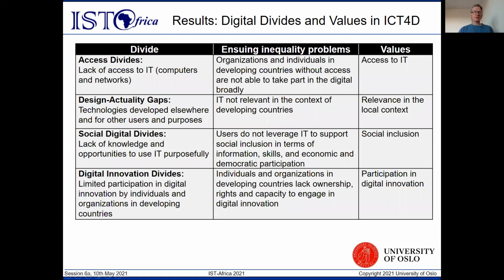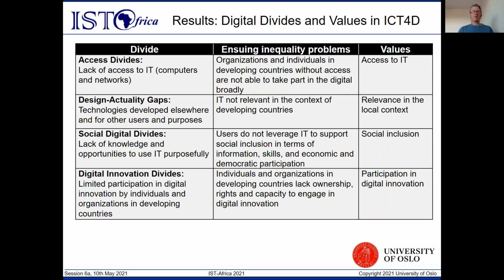So now to the results. What is the underlying value when we engage in ICT for development projects? Well, there are many values, such as freedoms, emancipation, living the life we value for users, etc. I have chosen to focus on a certain set of values as reflected in the extensive debates on digital divides. Based on the divides, I have defined 4 central values.